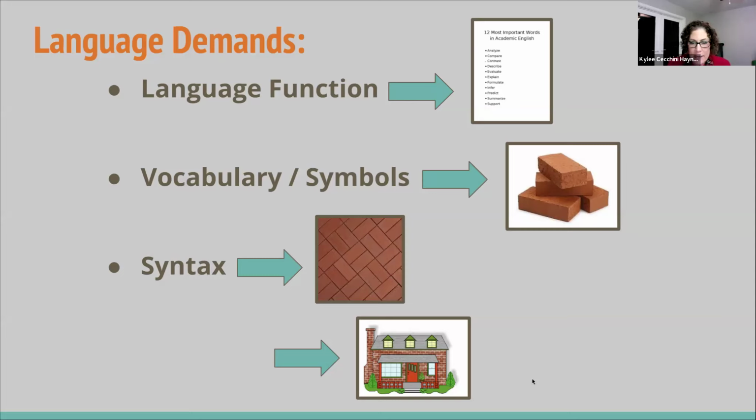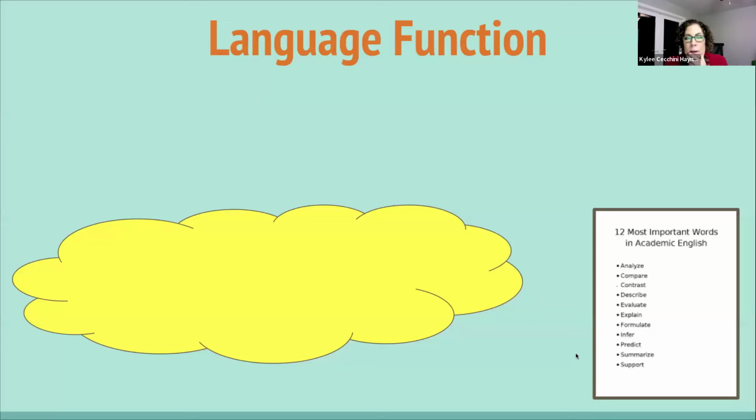So we have those bricks, those words, organized a certain way. That's syntax. And then discourse is what you build with this. So you've got your bricks, you've made a design, and you build something. A discourse would be an essay or a lab report. So I hope that visual makes sense.